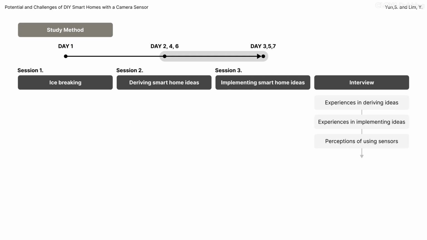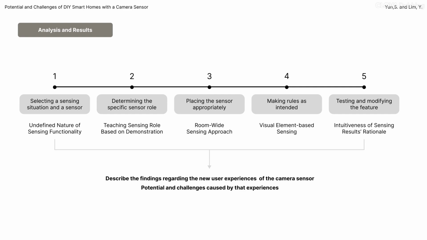After completing the 3 sessions, we interviewed participants with the aim of comparing the experience of using a camera sensor with that of using commonly used IoT sensors. After extracting key quotes from the interviews, we qualitatively analyzed the interview data through thematic analysis. Subsequently, we analyzed the sensor utilization process into 5 stages and derived the characteristics of the camera sensor. Then, we described the findings regarding the new user experiences, as well as the potential and challenges caused by the new characteristics of the camera sensor.